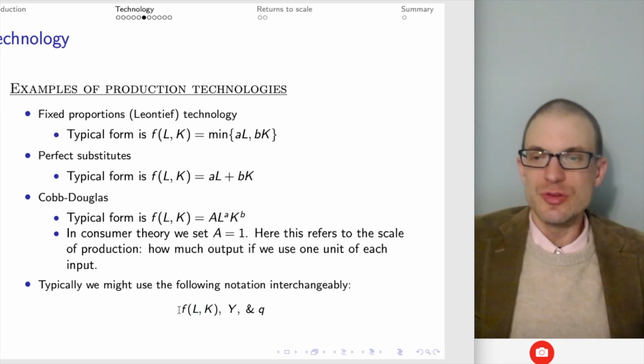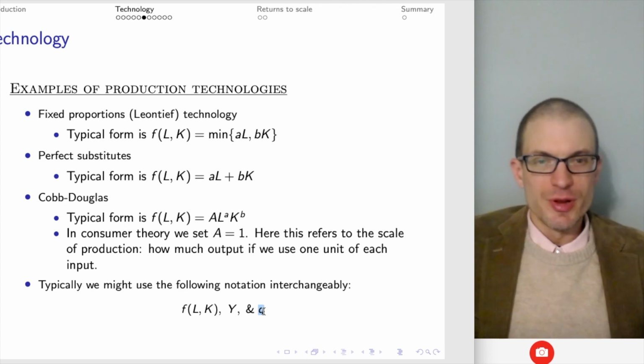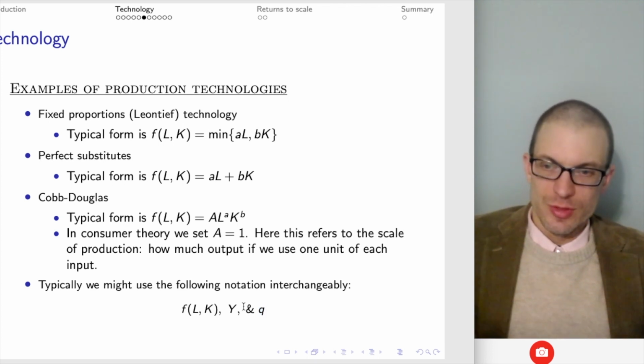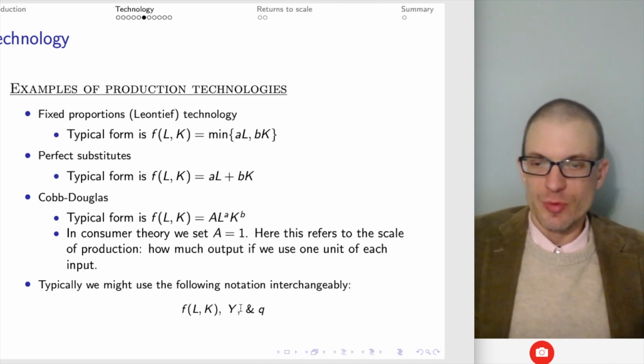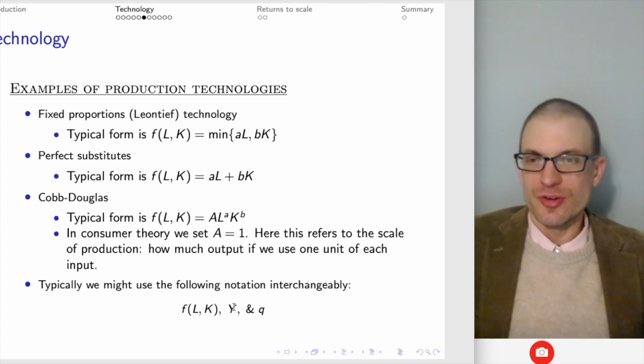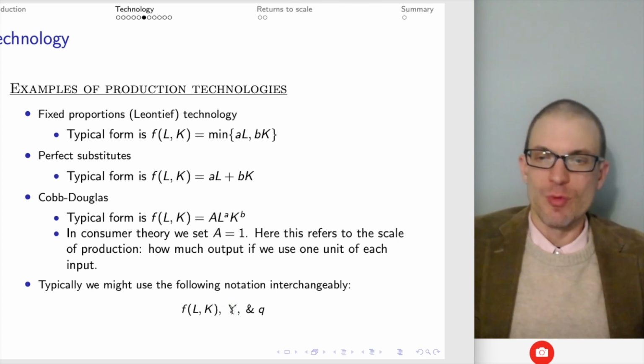So I'll use this interchangeably with Q. That's a bit of an abuse of notation, but it's the same thing in terms of referring to the output that we're going to be producing. Varian likes using Y for output, so we want to pay attention to that as well. In some of the exercises, I'll think of Y, hearkening back to Varian.